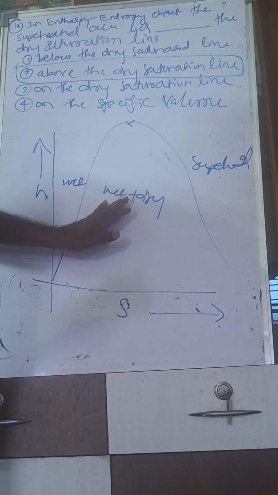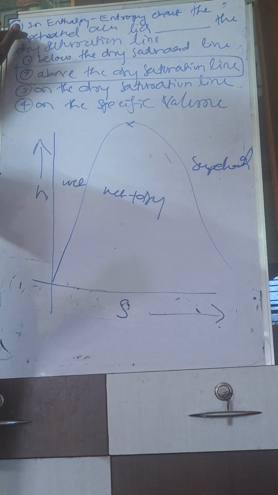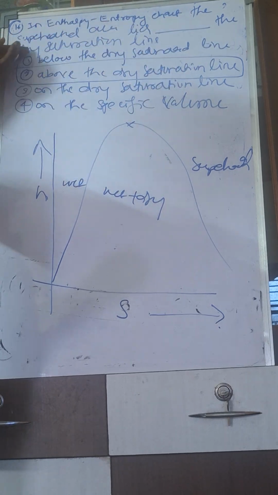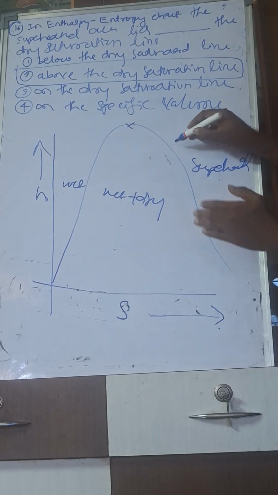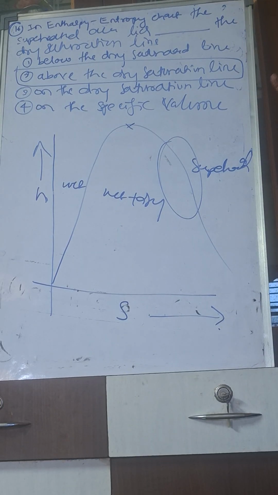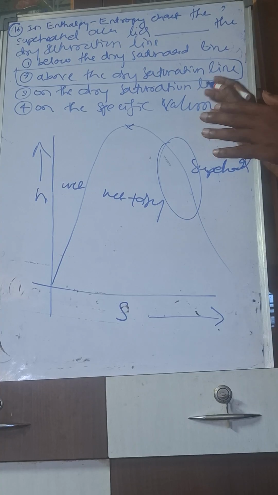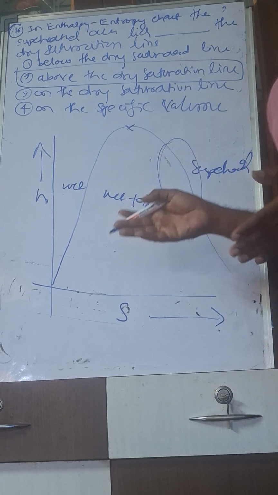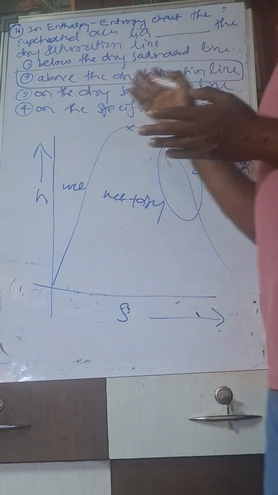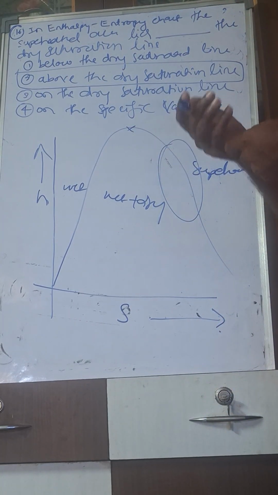See, wet, wet plus dry, and superheated. In the enthalpy and entropy chart, the superheated area lies above the dry saturation line. This portion above the dry saturation line is called the superheated region in the entropy and enthalpy chart. The options were below the dry saturation line, above the dry saturation line, on the dry saturation line, and on the specific volume.